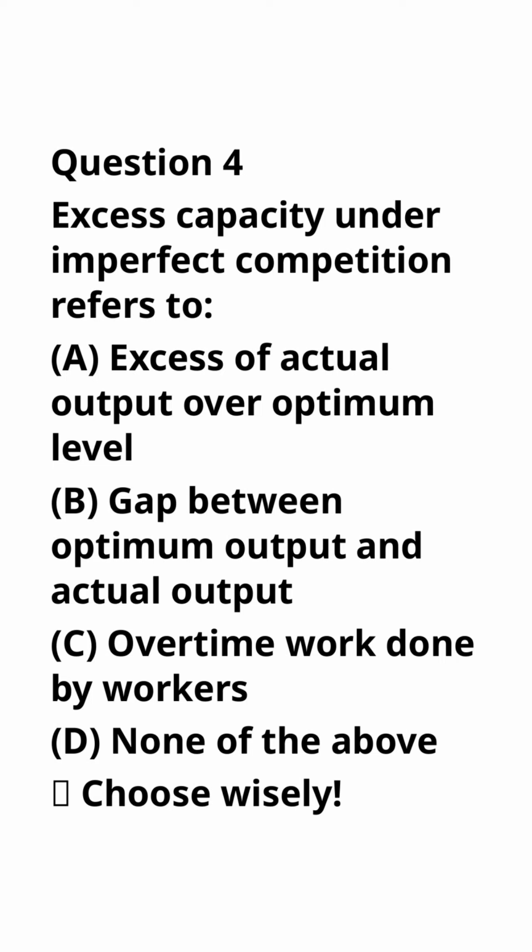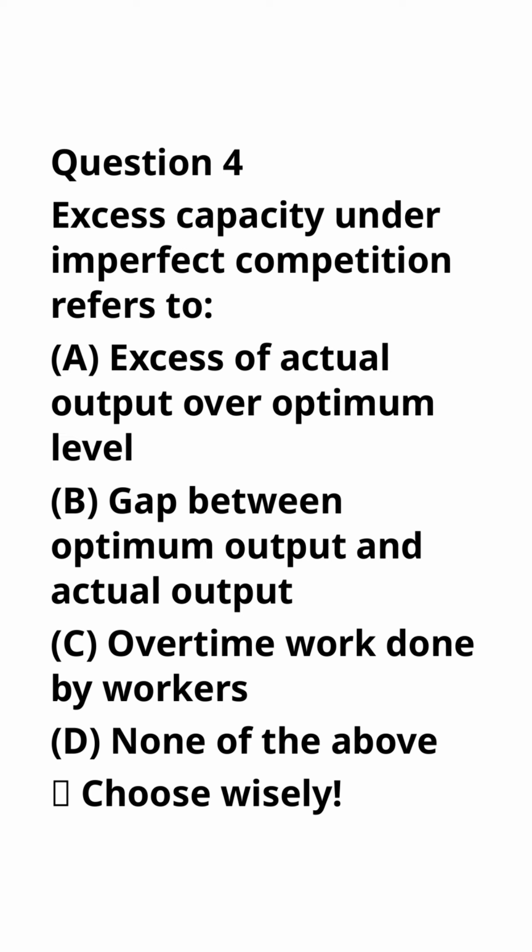All right, let's talk about what excess capacity under imperfect competition really means. When we see excess capacity, it's essentially the situation where firms are not producing at their maximum potential. Now, this usually happens because of market imperfections, like limited competition, which prevents firms from operating at their most efficient level. On this slide, we've got a few options, but the correct answer is that excess capacity refers to the gap between the optimum output and the actual output.